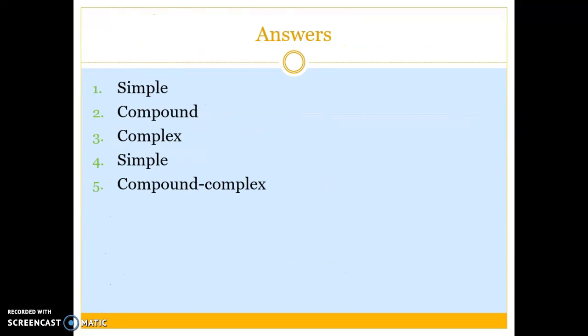Here are the answers. Number 1, simple. Number 2, compound. Number 3, complex. Number 4, simple. Number 5, compound complex.